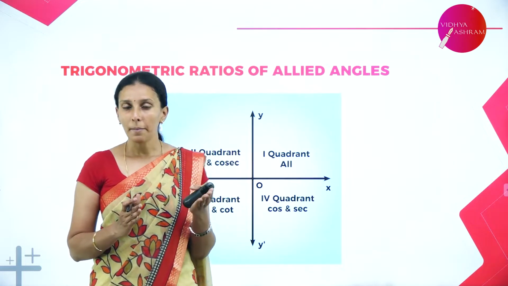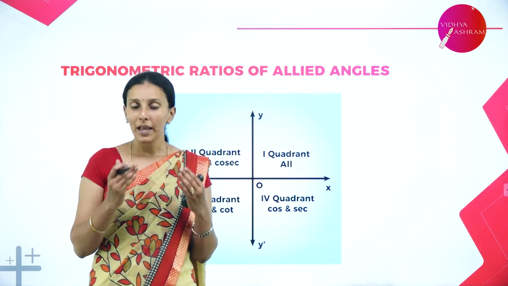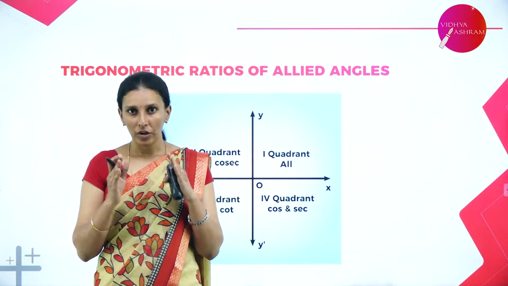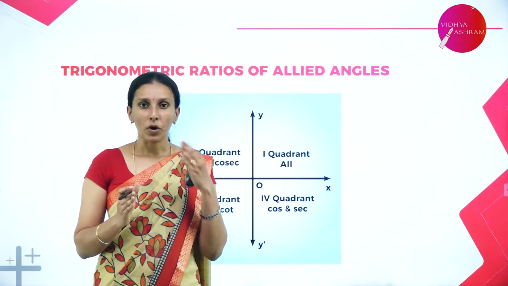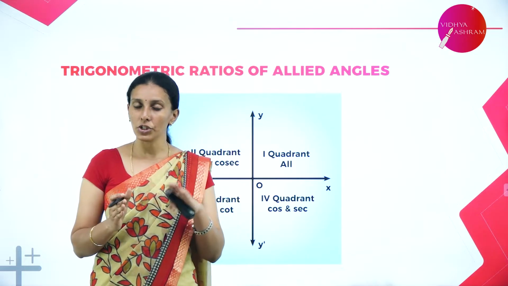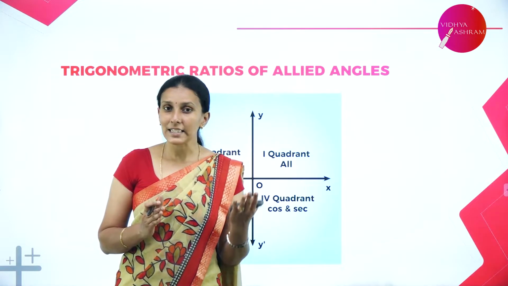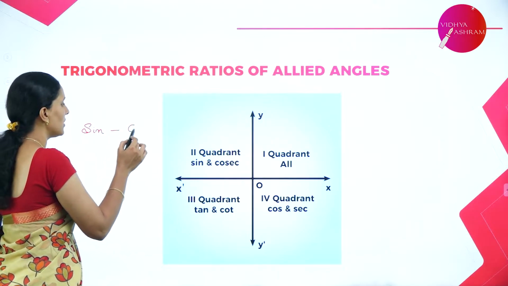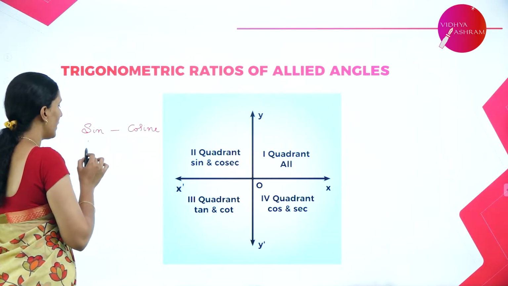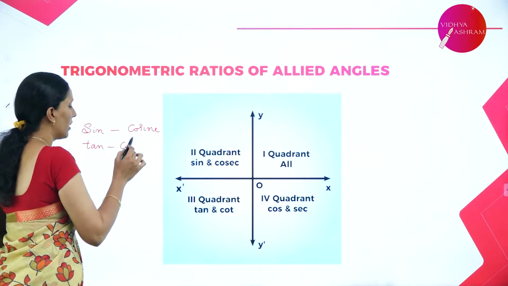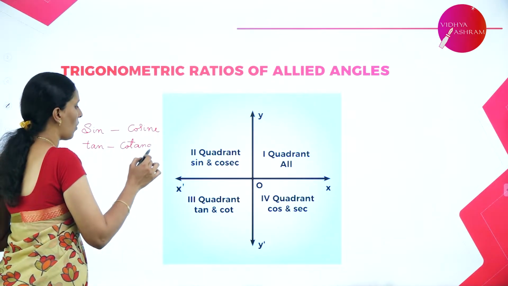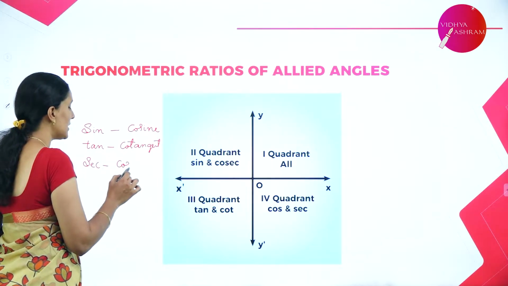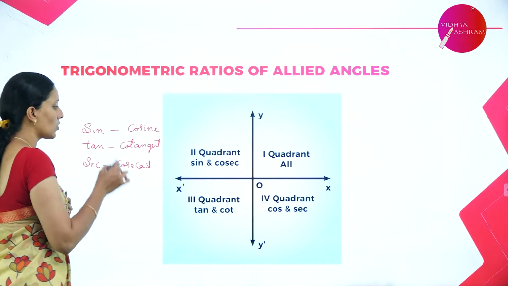Based on the sum or difference, as well as on which quadrant the angle lies, the trigonometric function will change its sign, positive or negative, as well as change the function to its co-function. Now when I say co-function, the co-function of sine is cosine. The co-function of tan is cot, which is cotangent. And the co-function of secant is cosecant. So these are the co-functions.